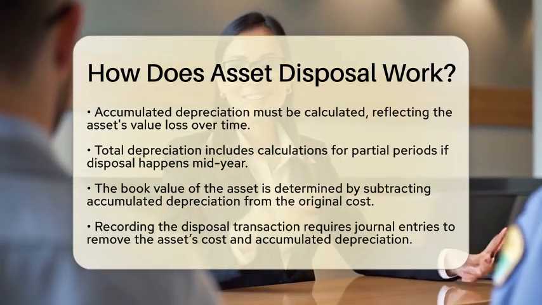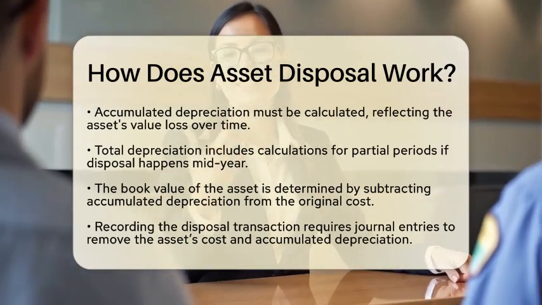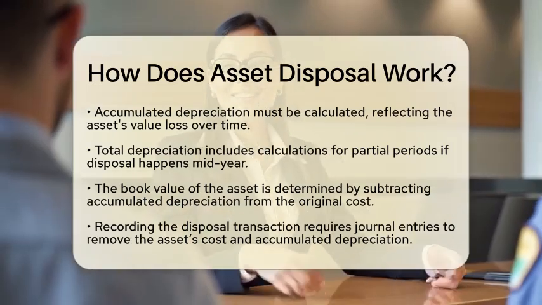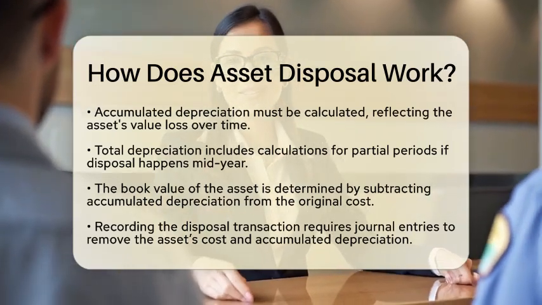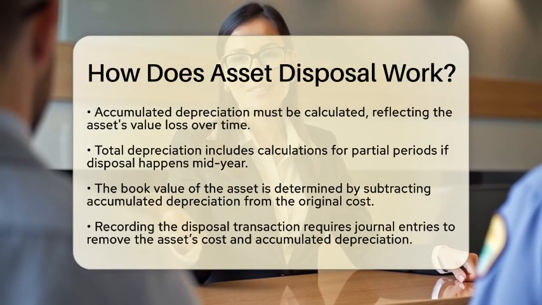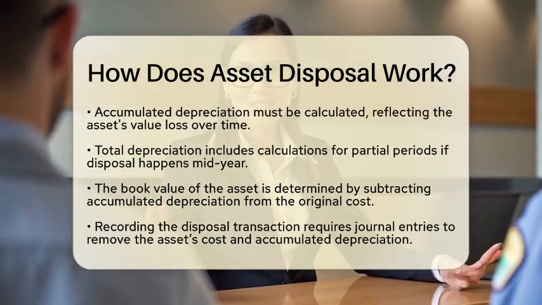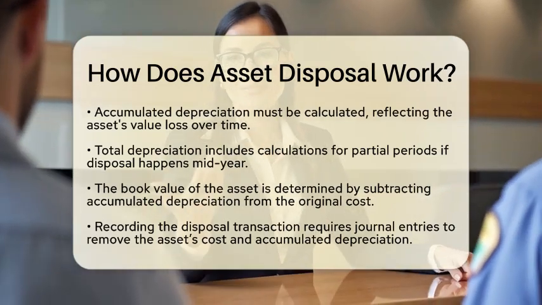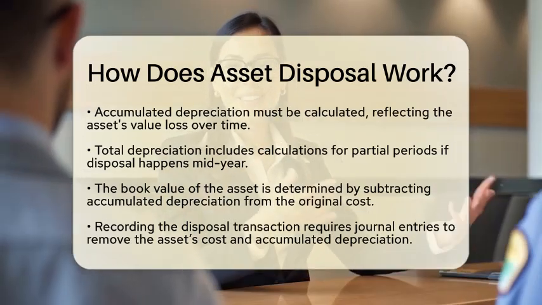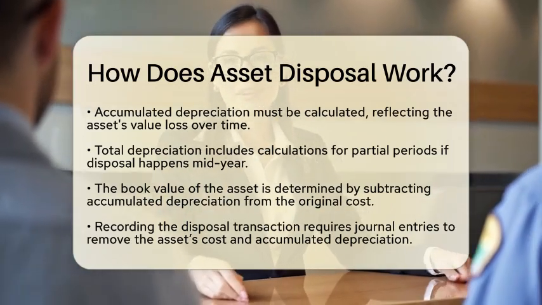After that, the company determines the asset's book value. This is calculated by taking the original cost of the asset and subtracting the accumulated depreciation. The book value represents the net carrying amount of the asset on the balance sheet at the time of disposal.